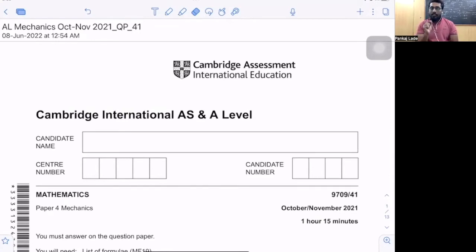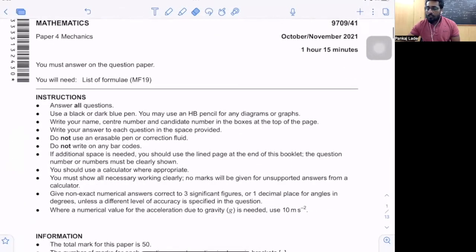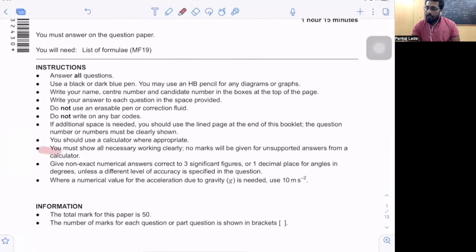Now, students, there are a few things you always need to make a note of before you start solving your question paper. Please go to the instructions. In the instructions, you can see that you should show all the necessary working very clearly. If working is not given and the answers are directly taken from the calculator without any working, then you might lose full marks for that question. So no unsupported answers should be provided. Please make sure that you give all the working.